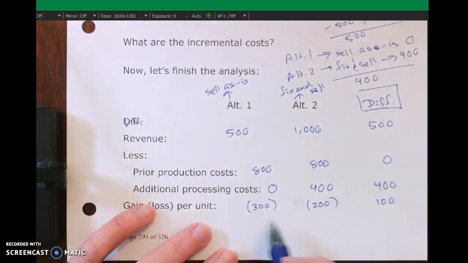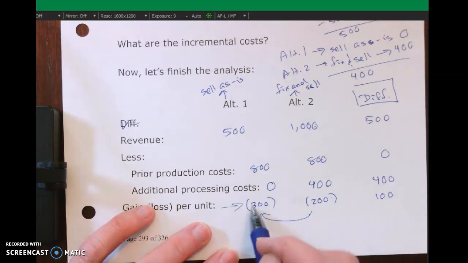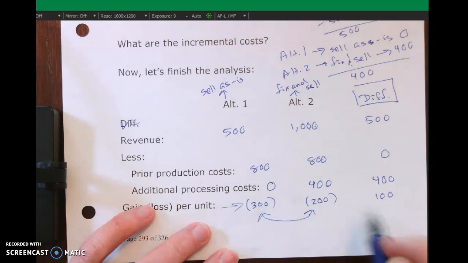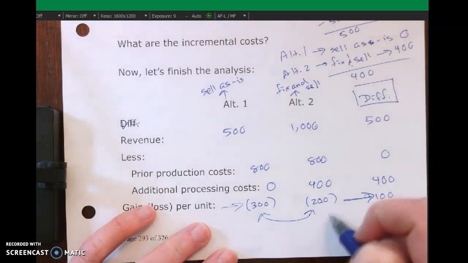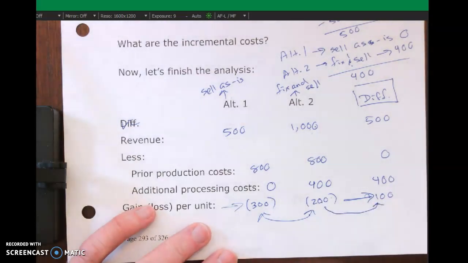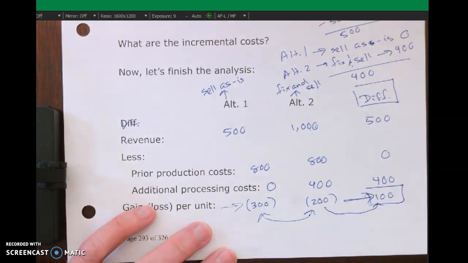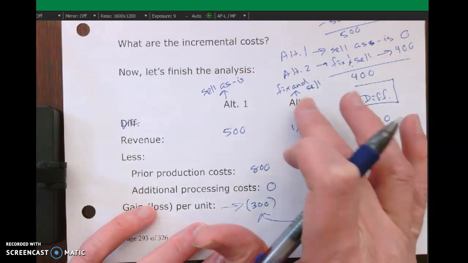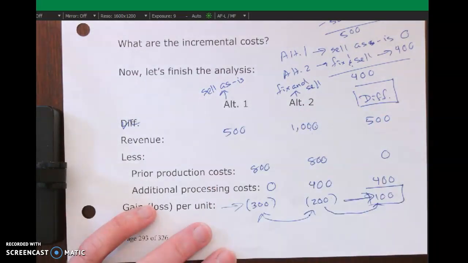By the way, this is the incremental profit right over here. The difference between these two alternatives is the $100. These two are inputs to that incremental profit. This is our incremental profit. We get $100 more profit per unit from fixing it up and selling it versus selling it as is.